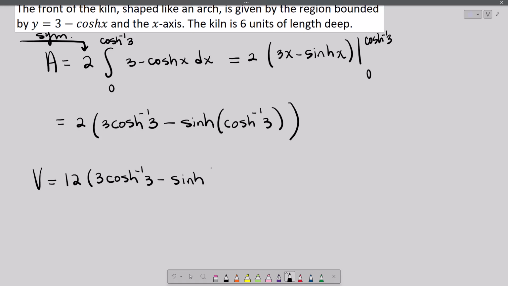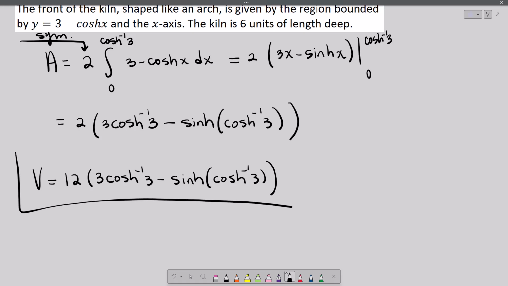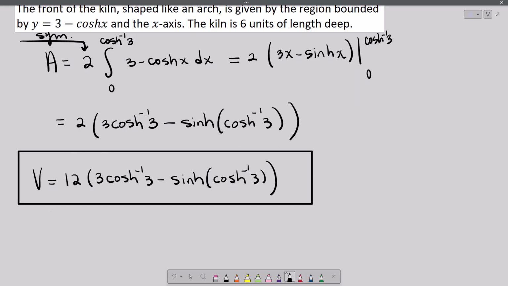And if we want an approximation to the volume, because they asked us for an approximation, all we would do is type this into our calculator and approximate to the decimal points that they asked us to.